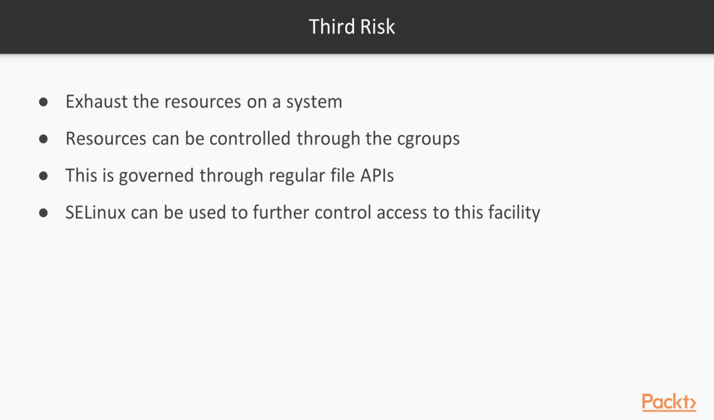On Linux systems, resources can be controlled through the control groups or CG group subsystem. As this subsystem is governed through regular file APIs, SELinux can be used to further control access to this facility, ensuring that the control groups maintained by Docker, for instance, remain solely under the control of Docker.